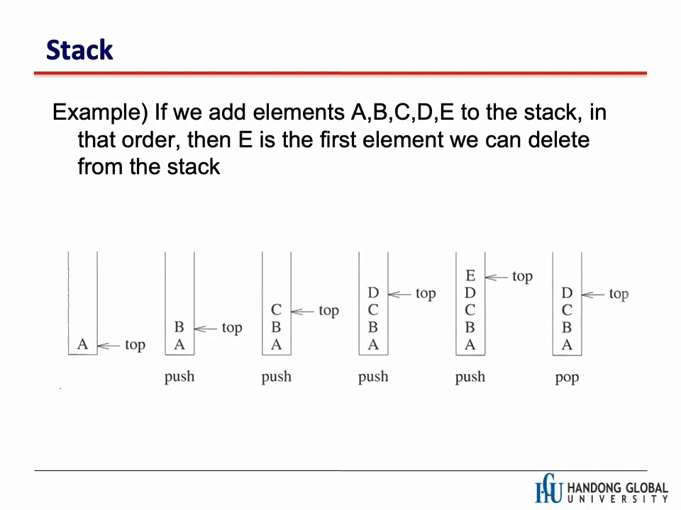Okay, and then if we pop, it means we take one element out of this stack. So if we pop, then E will be the first out. And whenever we take one element out of this stack, the top decreases because we lost E, right? So we don't have E anymore in this stack. So top is pointing to D because D is at the top of this stack.